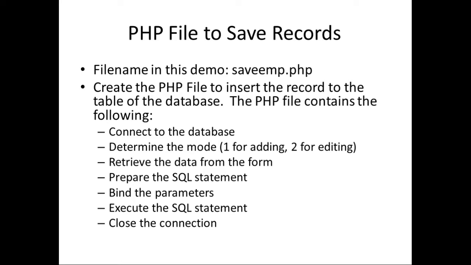So create the PHP file to insert the record to the table or database. If we're going to do this program, we have to create the PHP file, and the PHP file contains the following. One is to connect to the database, then determine the mode. In my program, 1 is for adding and 2 is for editing. Then retrieve the data from the form. In the front end we have a form, and then how do we retrieve the data from that form? Then prepare the SQL statement, bind the parameters, execute the SQL statement, and then close the connection. So these are more or less the contents of the file to save records.